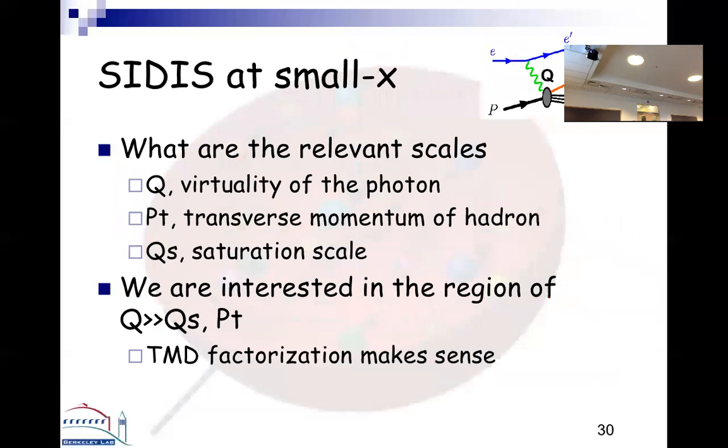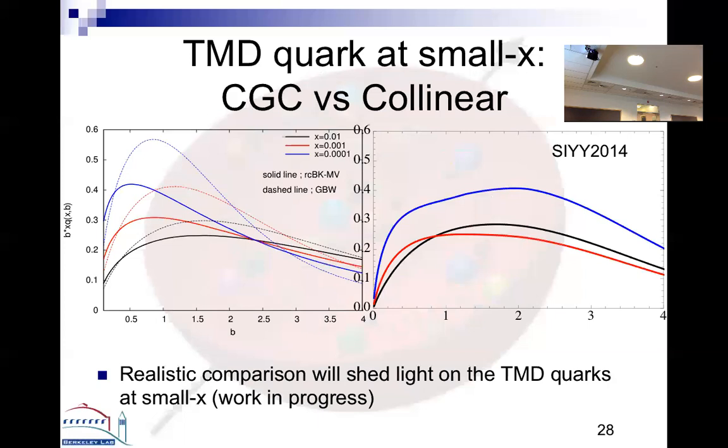Could you say again, what are the different curves in the plot on the right? So the color code is the same. So the black curve is x equal to 10 to the minus 2. This one is 10 to the minus 3, 10 to the minus 4, and so on.